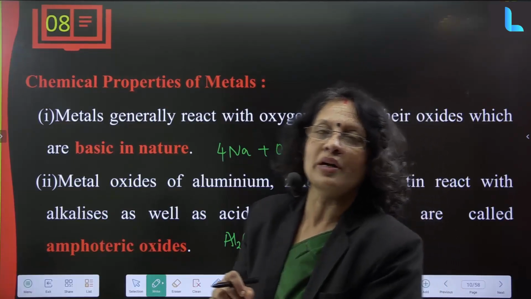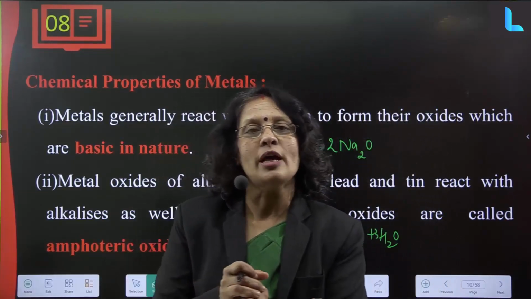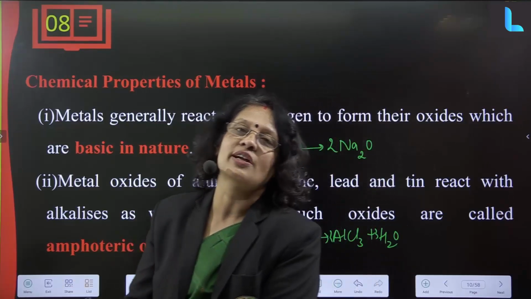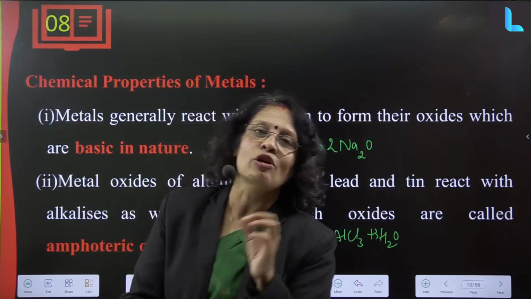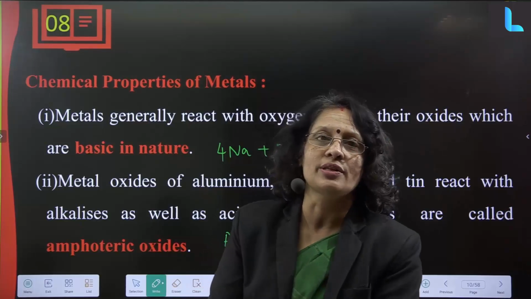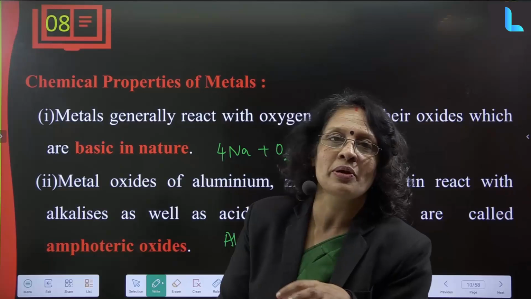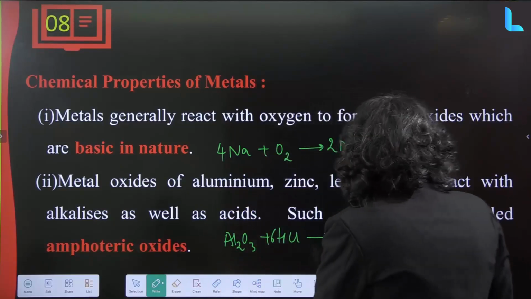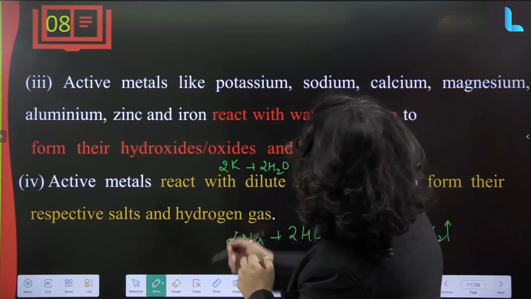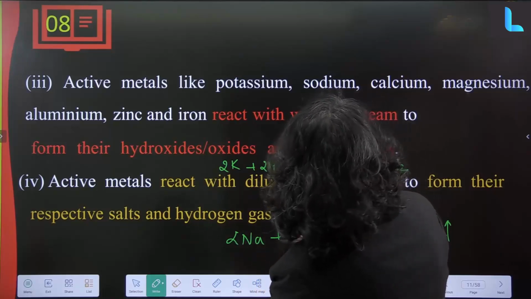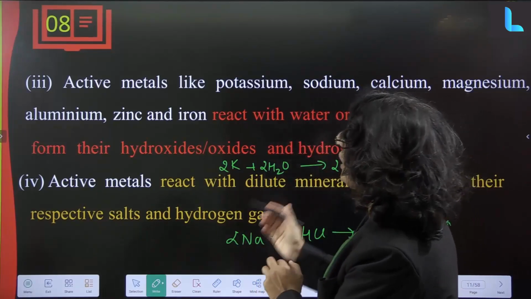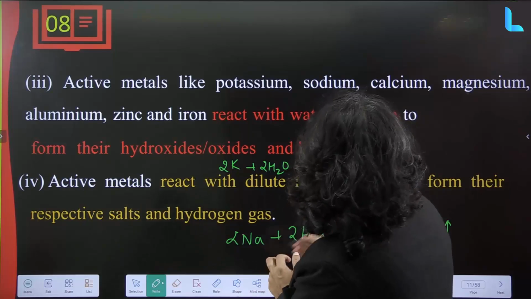You would have studied that a frog is called an amphibian. Why? Because a frog can stay inside the water as well as on the earth also. So the word amphi is used for both activities. These kinds of oxides can behave like an acid as well as a base, depending on the conditions. Okay, so these are amphoteric oxides.